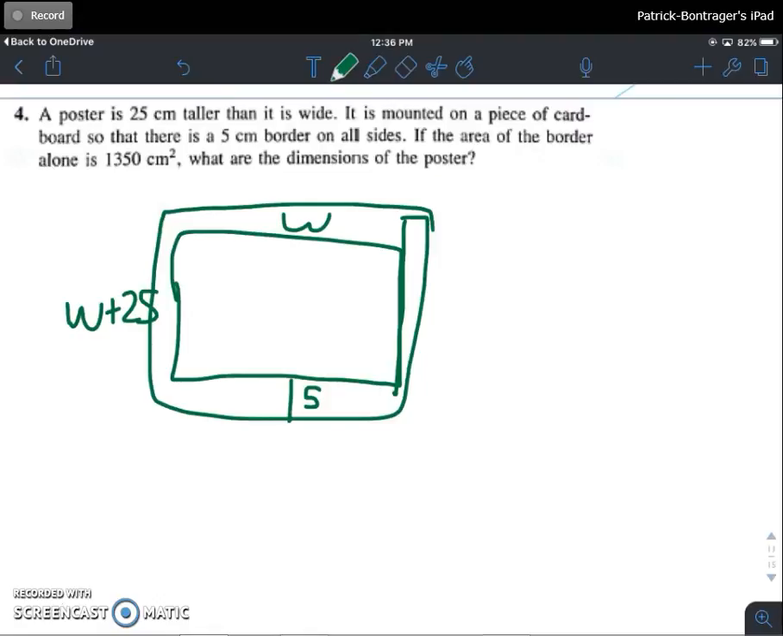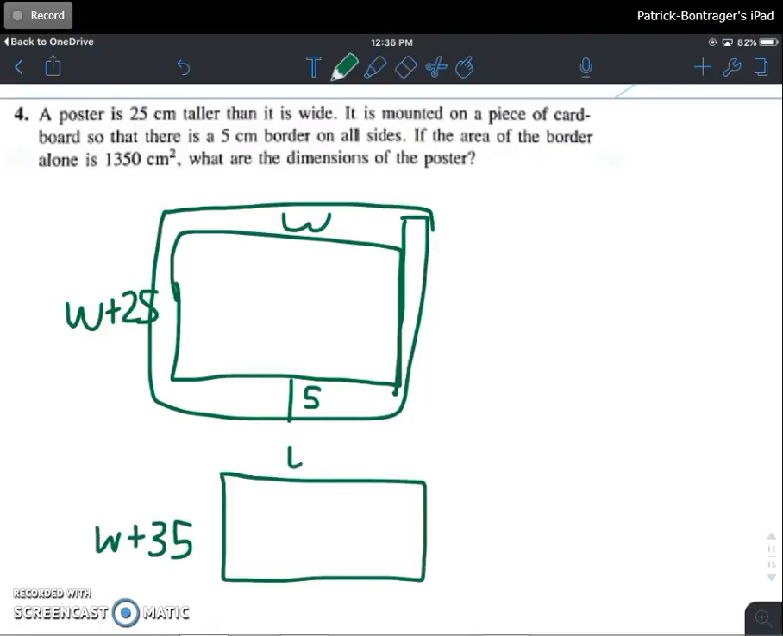So I'm going to redraw this. Here's my rectangle. I put W plus 25 was my height. Okay, I added 5 to the top, added 5 to the bottom, so now it is W plus 35. All right. My W, I added 5 to the left, 5 to the right, so that's now W plus 10. If the area of the border alone is 1350, what are the dimensions of the poster?